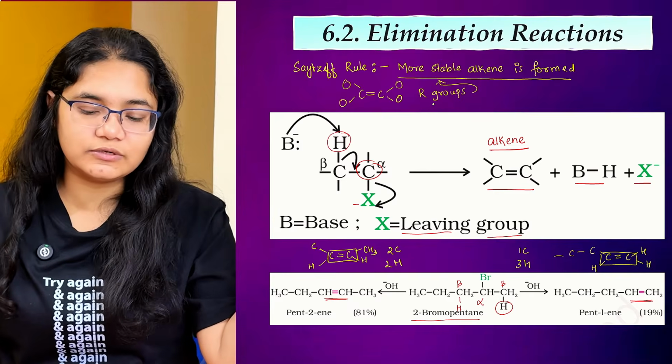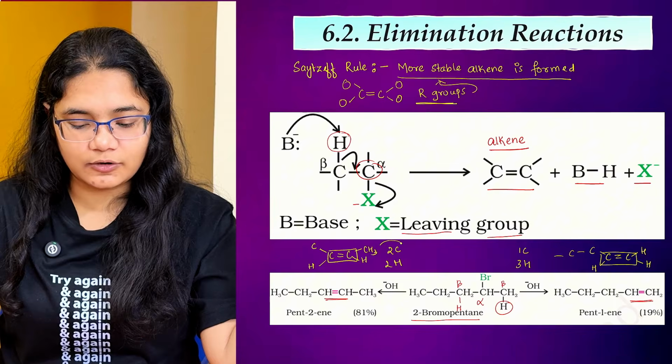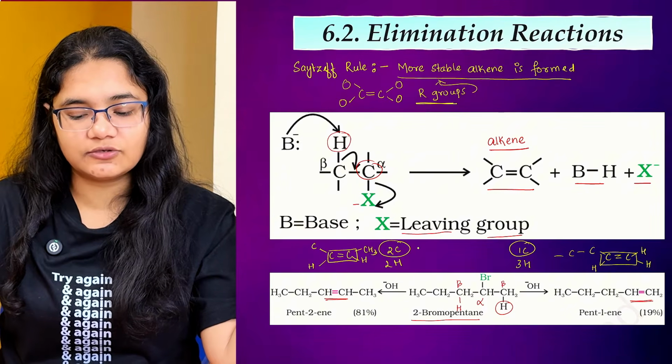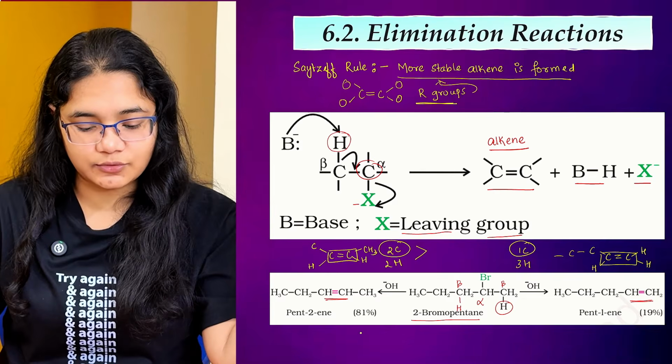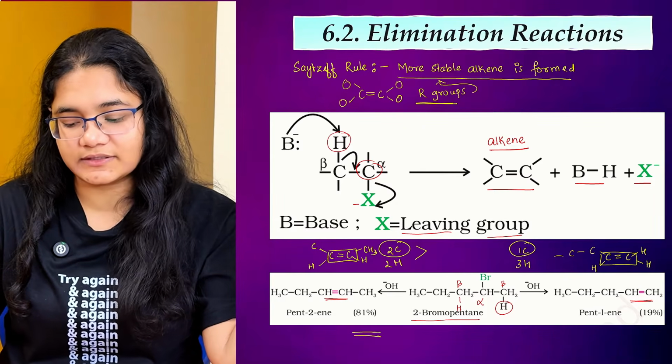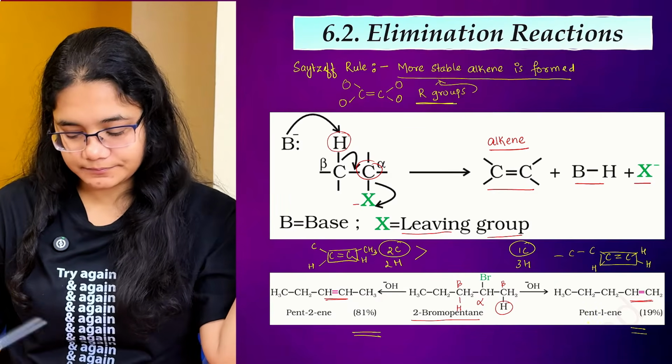So what the rule says, if there is more R group, it is more stable, right? So here you can see there are 2 carbons, here I have 1 carbon. So this is definitely more substituted or more stable. So as a result of which you can see this one is formed in 81%, whereas this one is just formed in 19%. Clear? Okay.